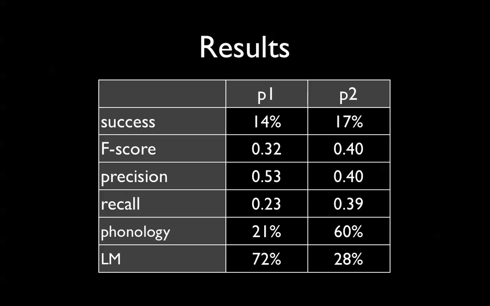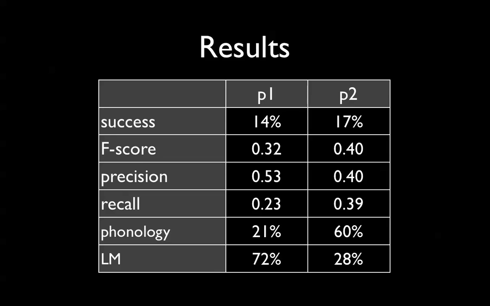The phonology has now improved dramatically from 21% to 60%. However, the overall performance of this second parser is more modest, a 3% jump to 17%. The F-score has moved up from 0.32 to 0.4. Observe that the language model, which has not changed, now performs much more poorly.